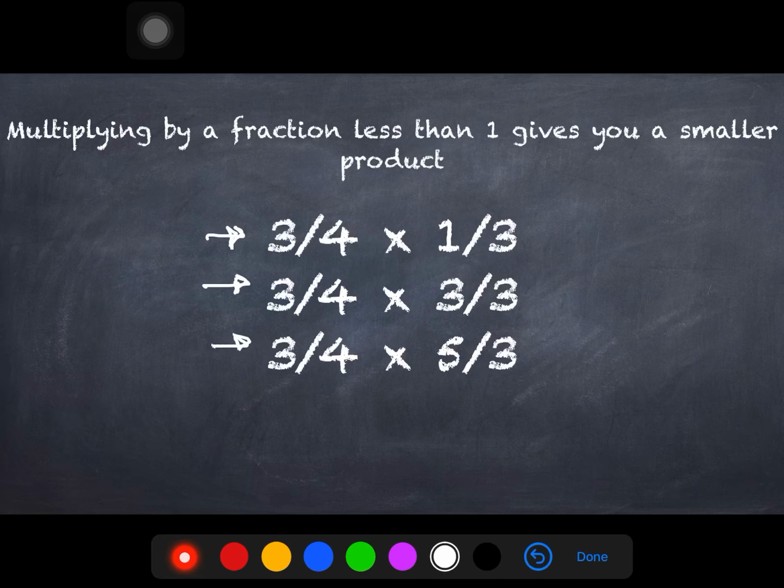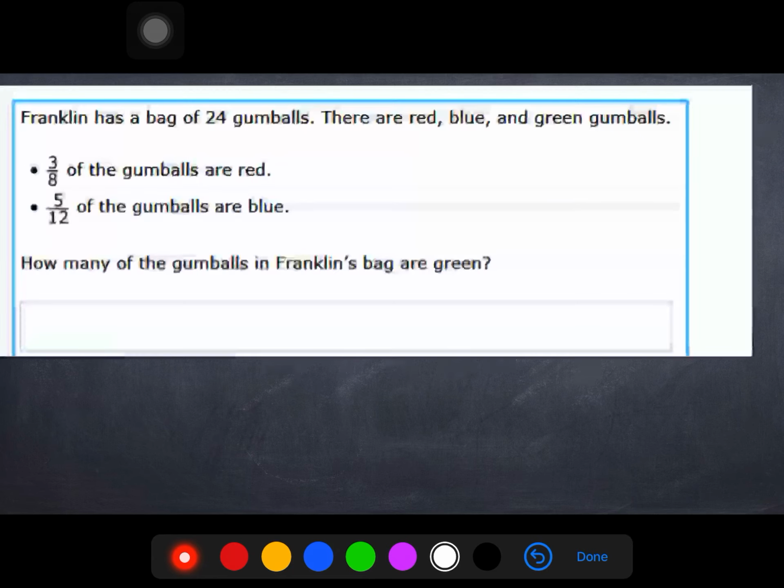If I'm multiplying 3/4 by 1/3, I'm taking a third of 3/4. I know my answer will be less than 3/4. If I take 3/4 and I multiply it by 3/3, which is equal to 1, well, then that will be equal to 3/4. If I took 3/4 and I multiplied it by a fraction that was more than 1, 5/3, technically 1 and 2/3, my answer will be greater than 3/4. But if you multiply by a fraction, your answer could be smaller if it's a fraction less than 1.